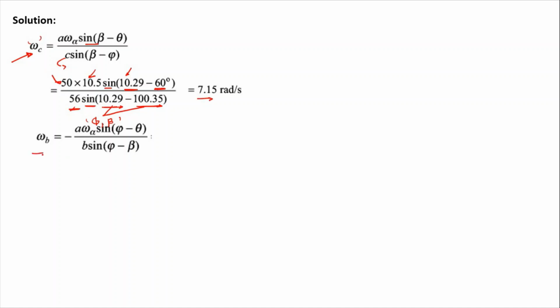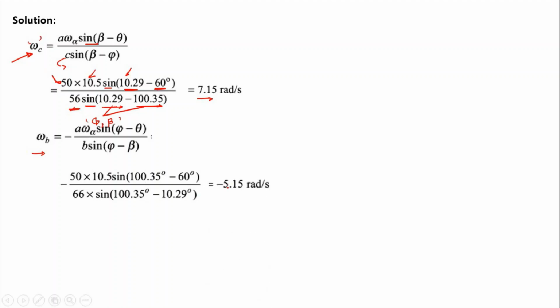Now omega B is equal to minus A omega A sine(phi minus theta) divided by B sine(phi minus beta). Now we will again substitute these values here. So let me quickly show you. So this will be minus 50 multiplied by 10.5 multiplied by sine of (100.35 minus 60) divided by 66 multiplied by sine of (100.35 minus 10.29). So from here you can calculate omega B as minus 5.15 radian per second.